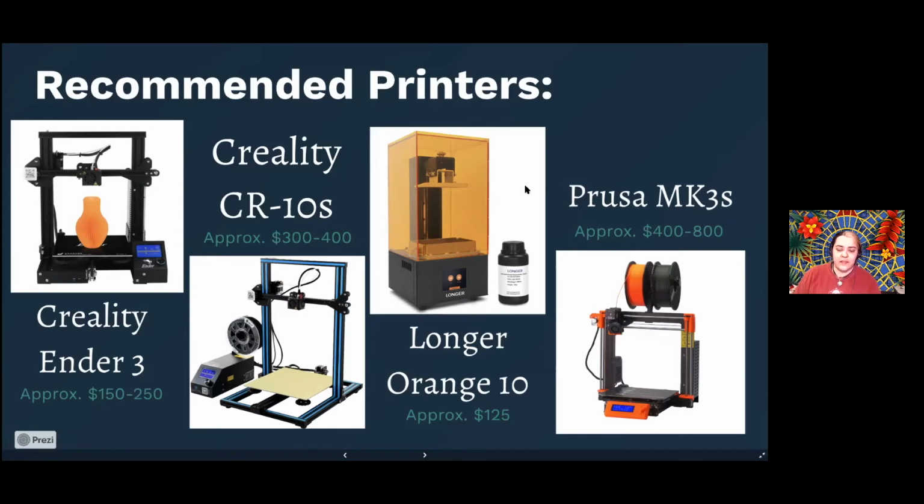For the SLA printer that I talked about earlier, my SLA printer is the Longer Orange 10. I got it for about, I think it was actually 135, but I think they've gone down a little bit. So you get exactly this. I don't think it comes with the resin anymore, but you get this printer, and it's pretty good. It's 3-inch by 5, I believe, but for miniatures, that's perfect.